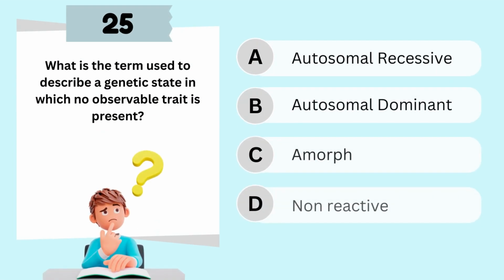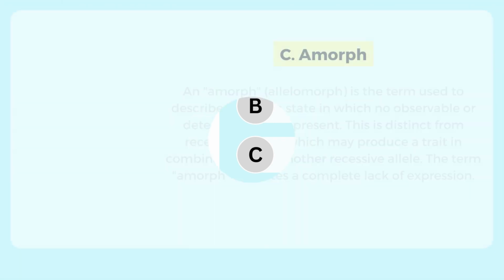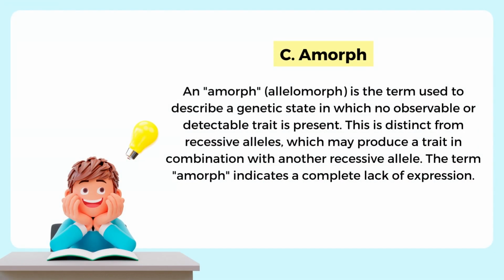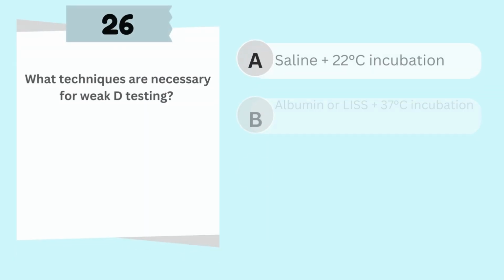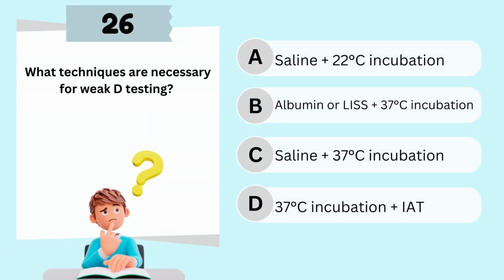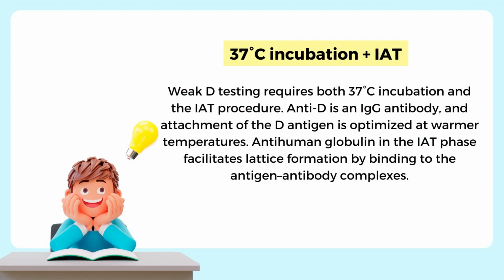What is the term used to describe a genetic state in which no observable trait is present? The correct answer is C. Amorph. What techniques are necessary for weak D testing? The correct answer is D.